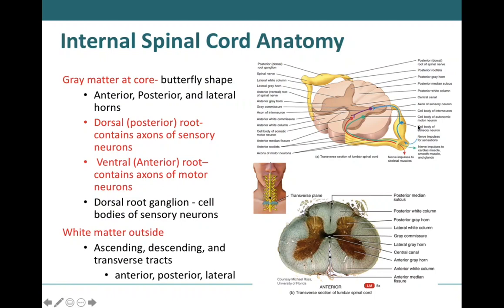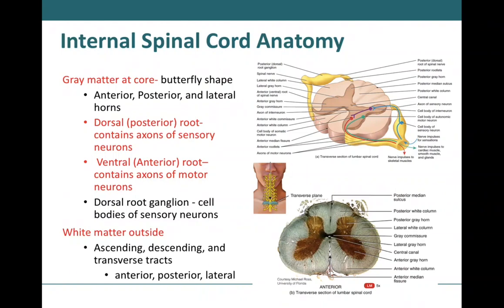Now there's one other structure that I'd like you to be familiar with on the dorsal root, and that is this large bulbous structure that's found coming off of the dorsal root. This is referred to as the dorsal root ganglion. And a ganglion is just an area of gray matter that's found in the peripheral nervous system, which refers to a collection of neuronal cell bodies. So the dorsal root ganglion is where we're going to find the cell bodies of many sensory neurons.